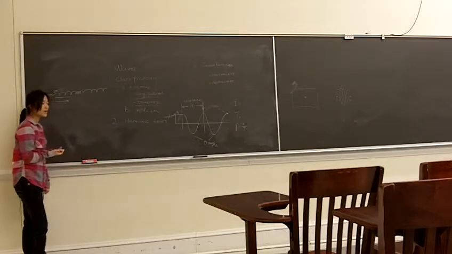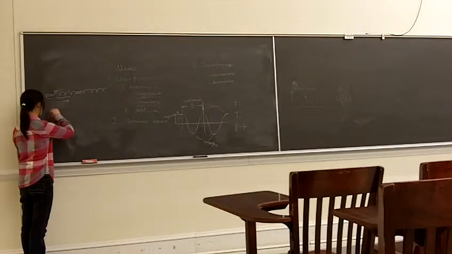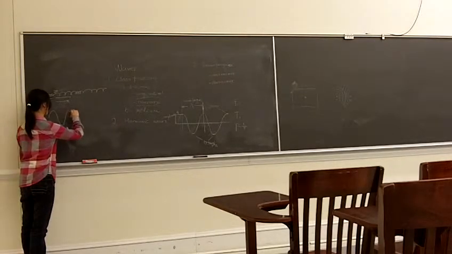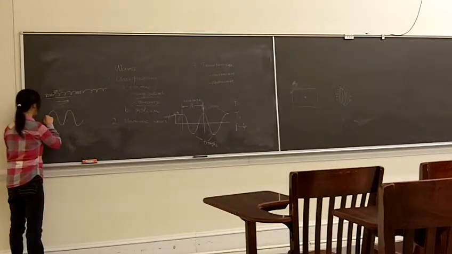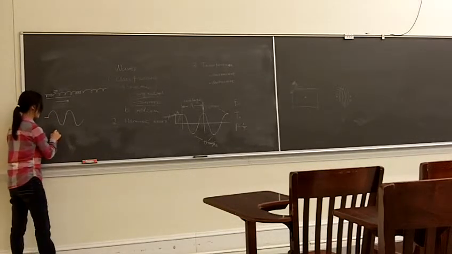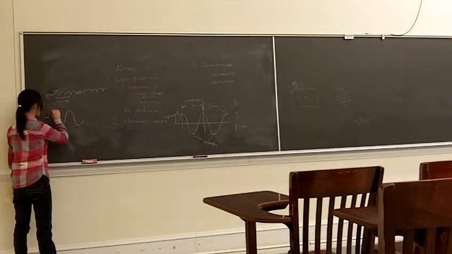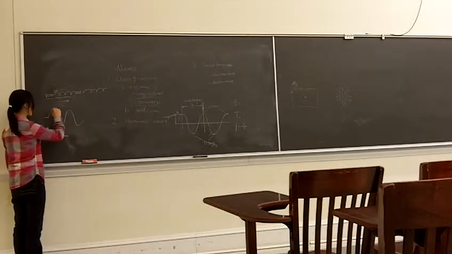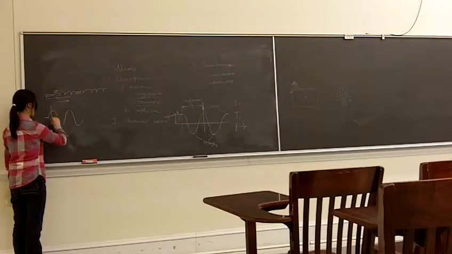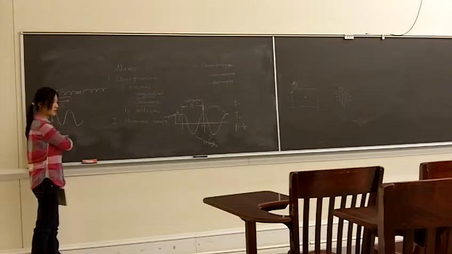Another simple example, for a transverse wave, is a wave traveling inside a string. If you apply an oscillation at one end of a string, while the wave is propagating in this direction, each point on the string will vibrate in the vertical direction. So they are perpendicular. That's why it's called a transverse wave.